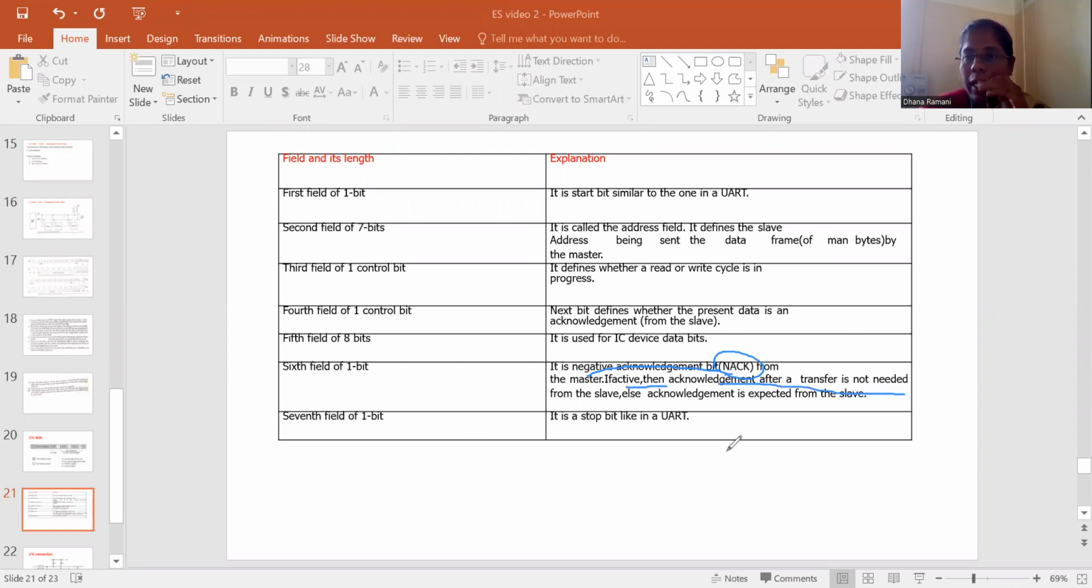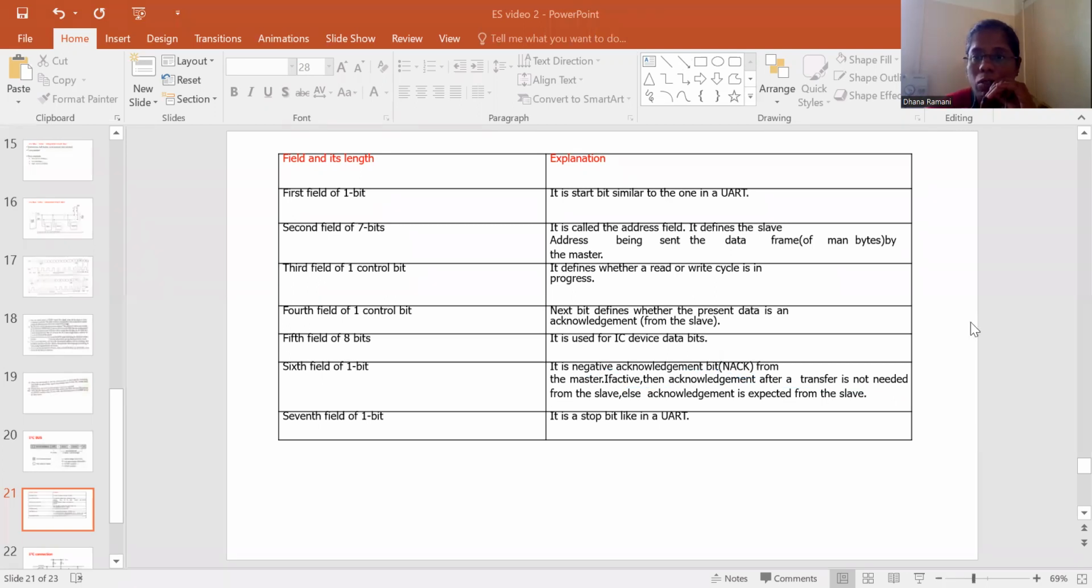So NACK is a negative acknowledgement pin, where if this pin is active, then after the data is transferred, acknowledgement is not needed after a transfer. That is about the NACK, right? From the slave. So the slave need not send the acknowledgement if this pin is active. After transfer, the slave need not send the acknowledgement if this pin is active. Otherwise, it has to send the acknowledgement.